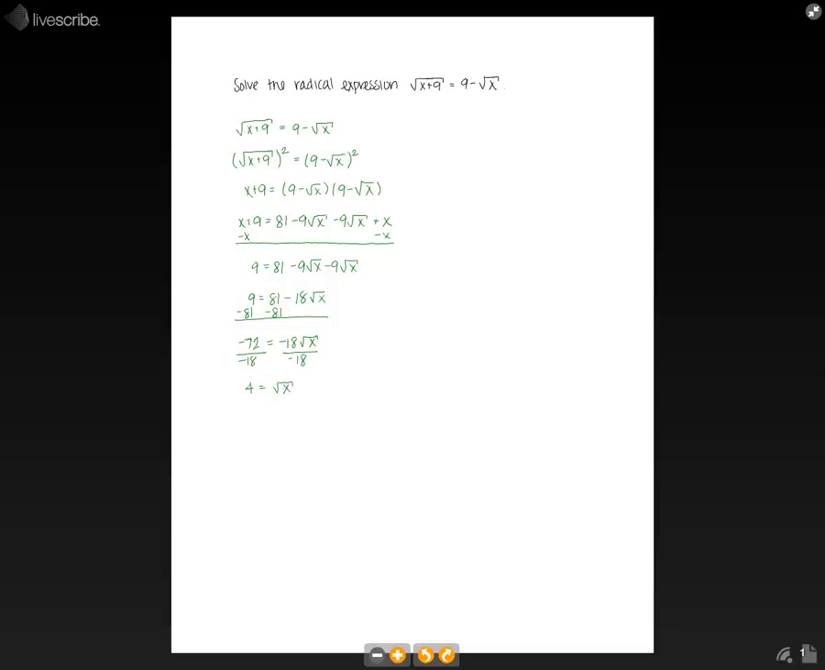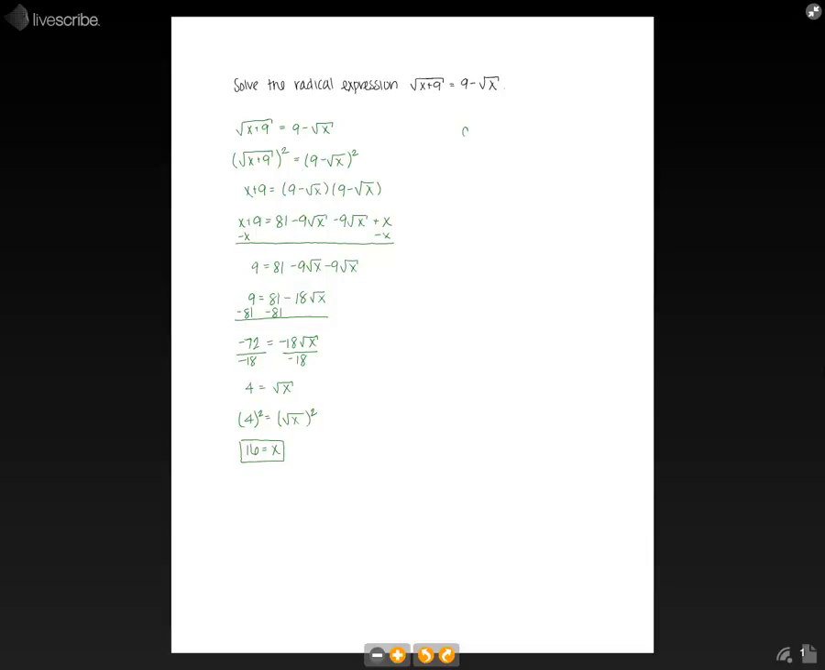So now we're basically back to having the same problem we did in the first part. We need to get rid of that radical. To get rid of that radical, we're going to square both sides again. So we're going to end up with 4 squared equals the square root of x squared, which is going to simplify to 4 squared is 16, and the square root of x squared is just x. So we're going to get 16 equals x.